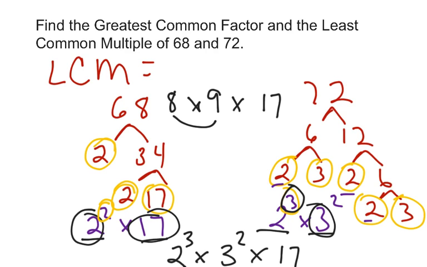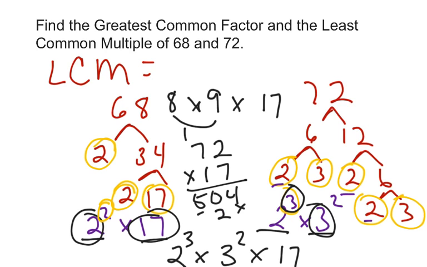Then we can multiply from left to right. 8 times 9 is 72, and 72 times 17, we're going to have to do the old-fashioned way, and we're going to get 1,224.